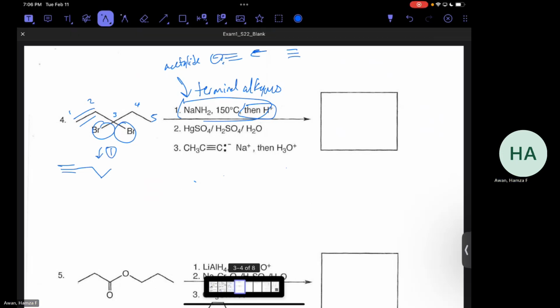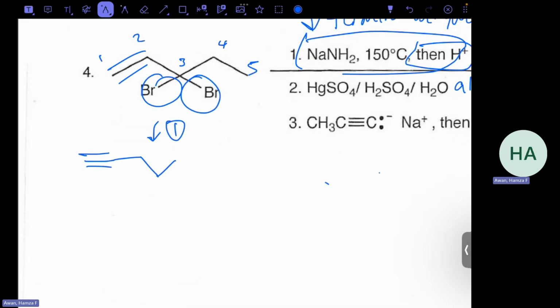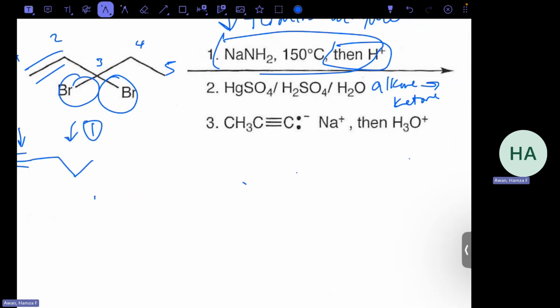The next step, AgSO4, H2SO4, H2O. What you guys have to know about this is that it's an oxidation reaction that makes an alkyne become a ketone, right? So not aldehyde, just ketone. What that means is that because we have a terminal alkyne, this can only go to one place, right? If it was going to come here, it would become an aldehyde, and it doesn't create aldehydes, it creates ketones, right? So over here, we would have a double bond O coming off, right? So for the next step, we create a ketone.